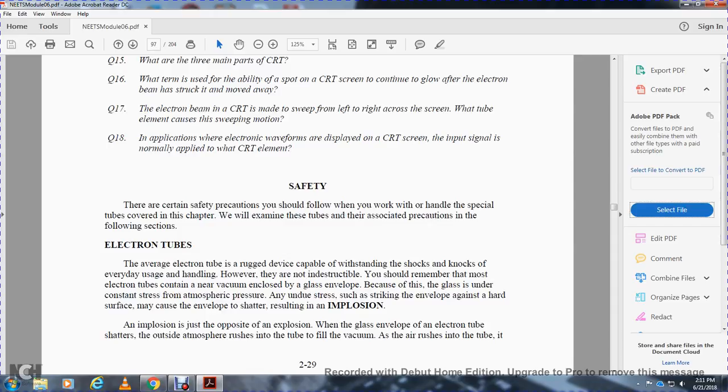Electron tube safety: the average electron tube is a rugged device capable of withstanding the shocks and knocks of everyday use and handling. However, they are not indestructible. You should remember that most electron tubes contain a near vacuum enclosed in a glass envelope.